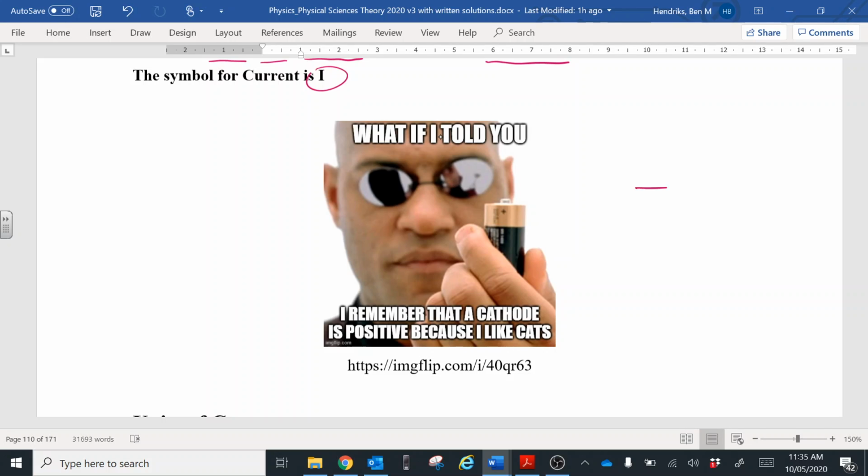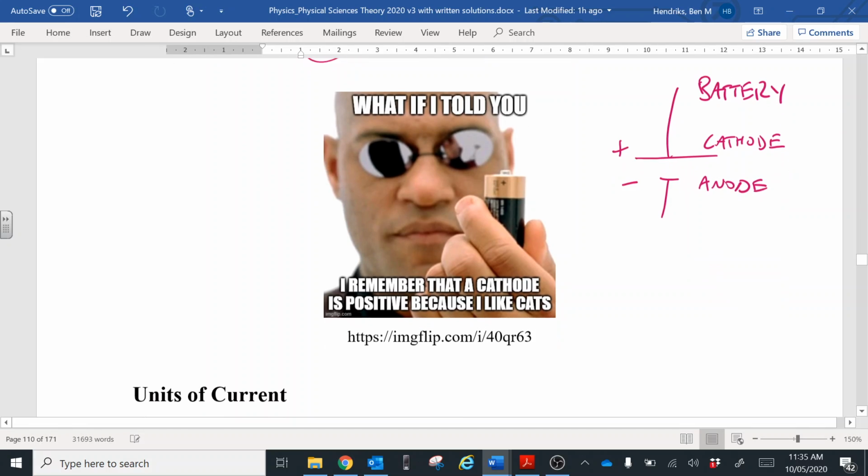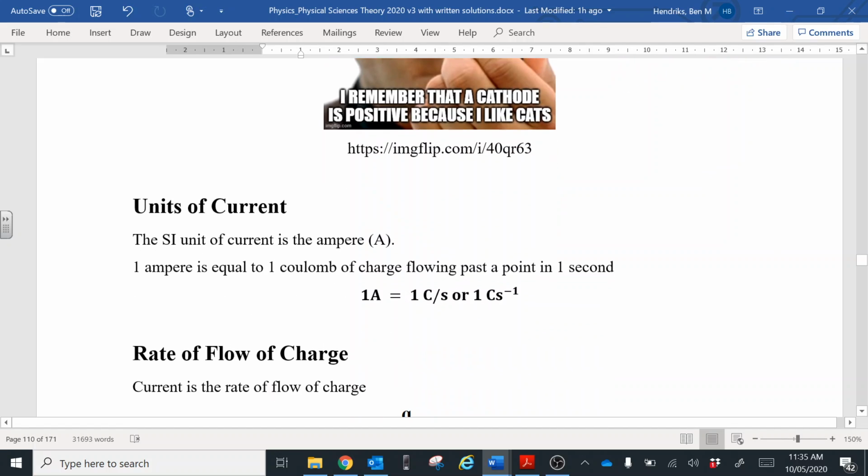So it's actually the way I do remember which end is a cathode and anode. So if this is a battery, then this will be the cathode, and this will be the anode. So if you see this symbol, this is the battery symbol, and the long end is the positive, and the short end is the negative. And we'll look at them a few times in this.